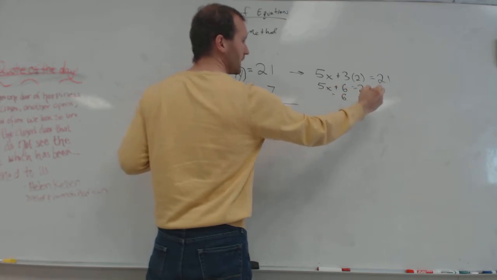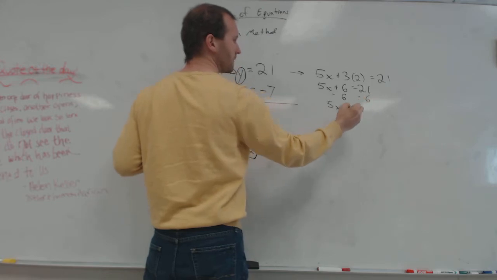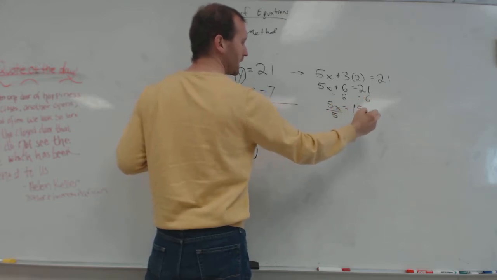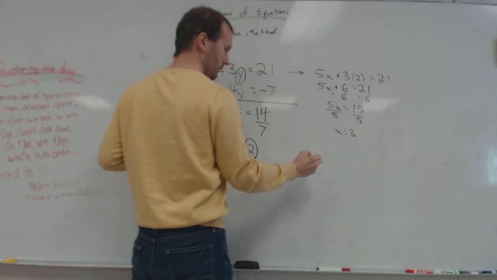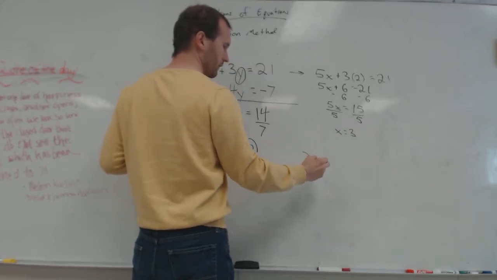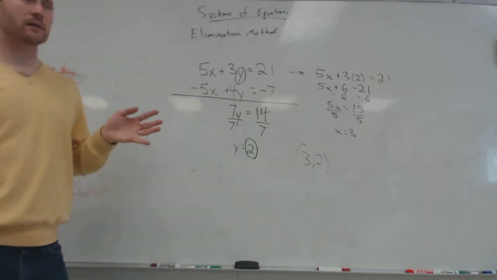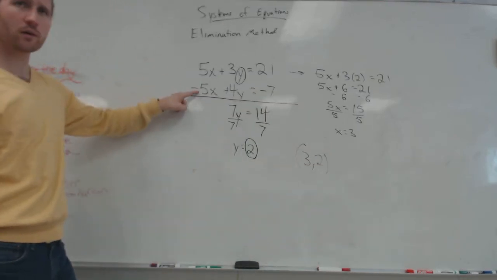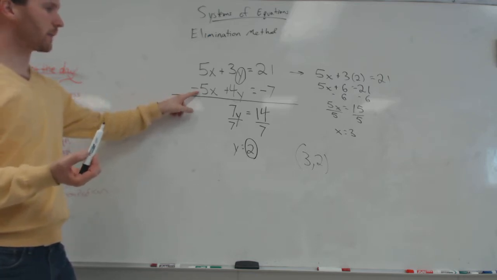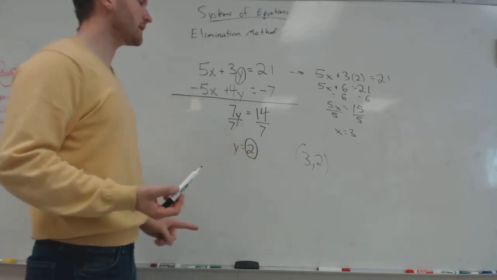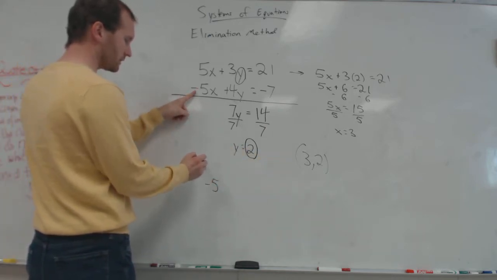Subtract 6 from both sides. 5x equals 21 minus 6, which is 15. Divide both sides by 5. And x will equal 3. So our final answer is 3 comma 2. Now I would recommend that you then take the second equation, the one that you didn't already plug into, and plug this point in and see if it works. So this would say negative 5. So here's to check.